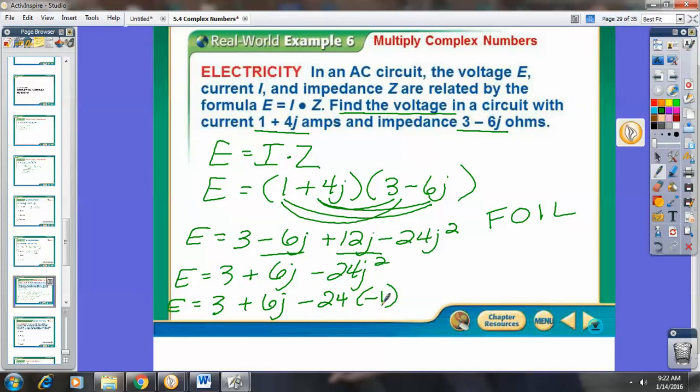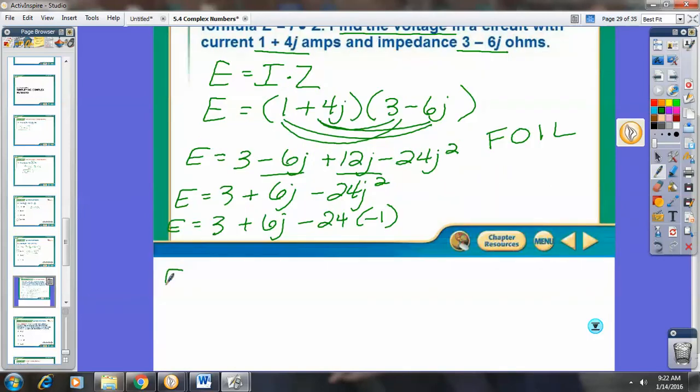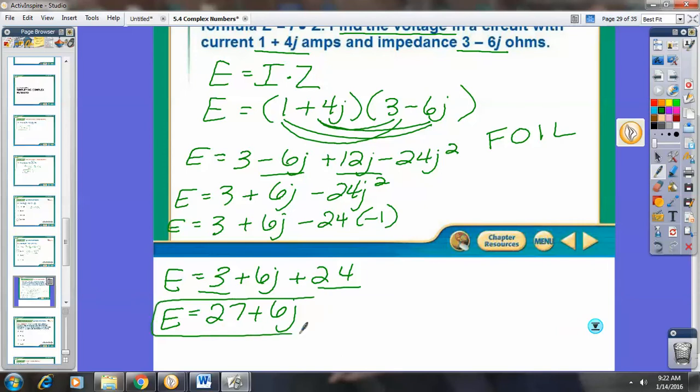So negative 24 times negative 1 is positive 24. And then from here we can add 3 plus 24, which gives 27 plus 6j. Any questions on this example?